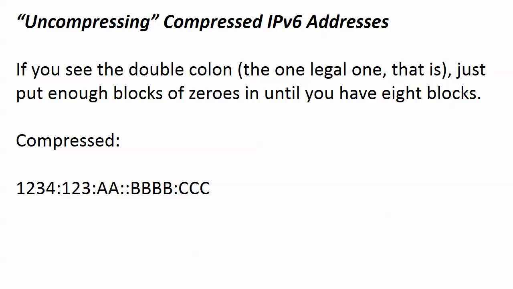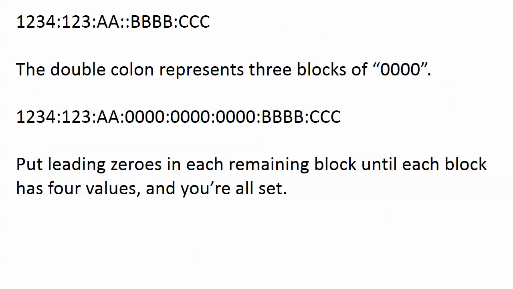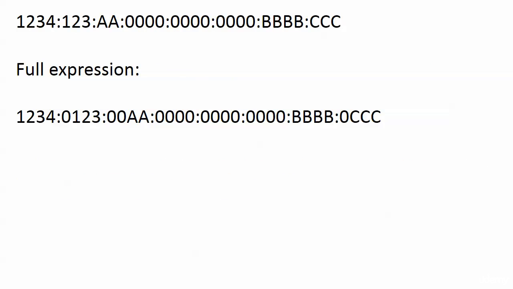So let's say that we were given this compressed address. You see 1234, 123, double A, double colon, 4 B's, and then 3 C's. Well, how many blocks do we see right now? We see 5. We know that an IPv6 address is going to have 8. So right then and there, you know that that double colon represents 3 blocks. So you just put those 3 blocks right back in the middle, and you are ready to go. And now to finish uncompressing the address, all you have to do is put leading zeros in each remaining block until each block shows 4 values, and you are all set.